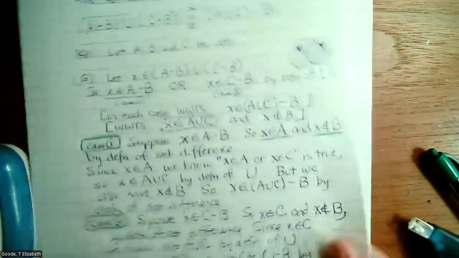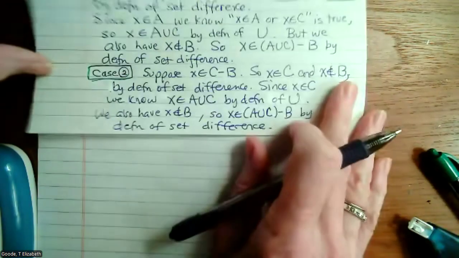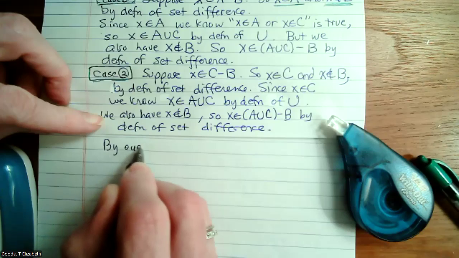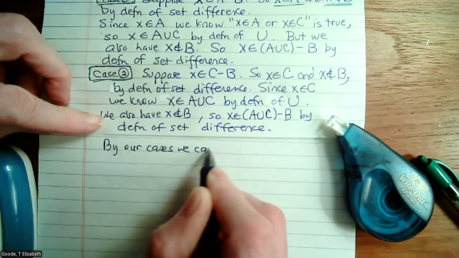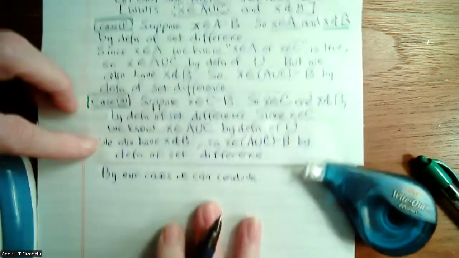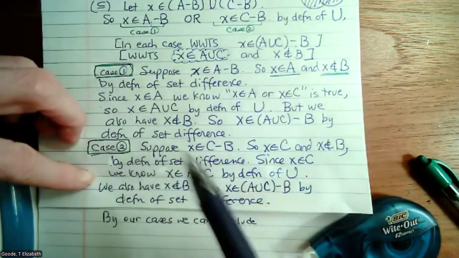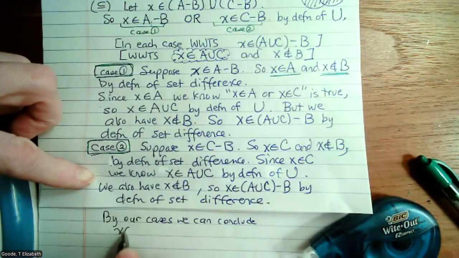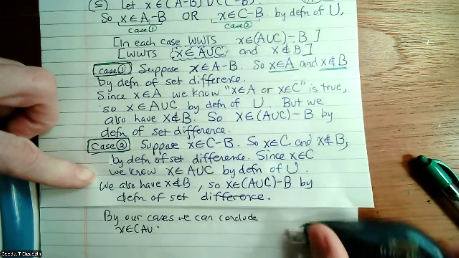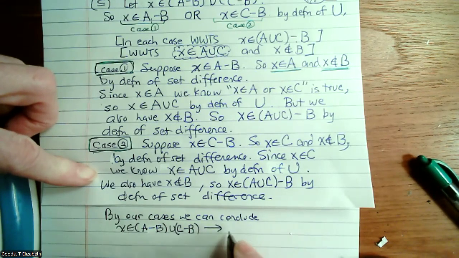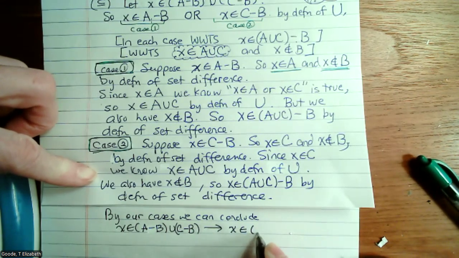And then what? So then we can say, by our cases, we can conclude that X is an element in A minus B union C minus B. We can conclude X an element of A minus B union C minus B implies X is an element in A union C minus B. Great. And now our last sentence.